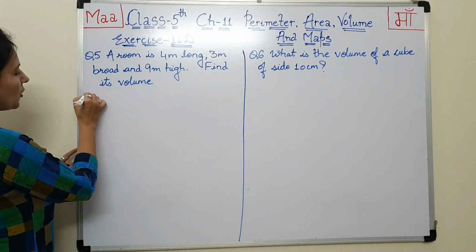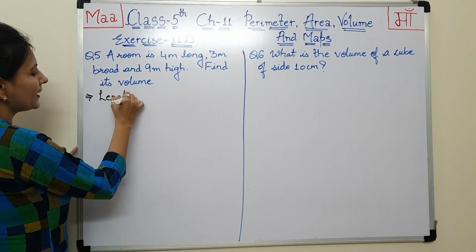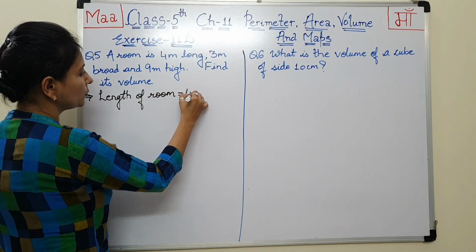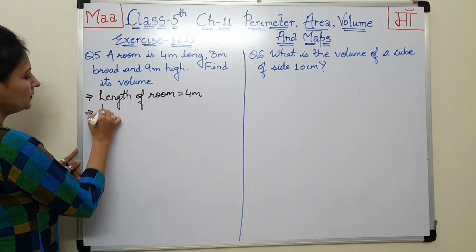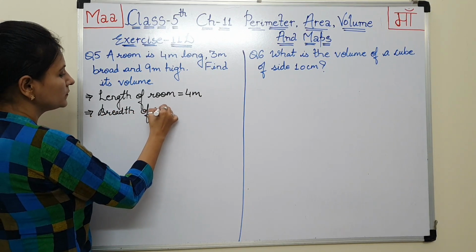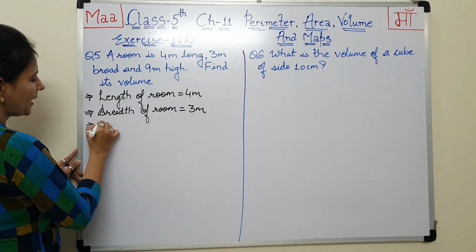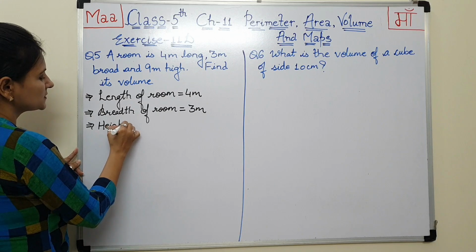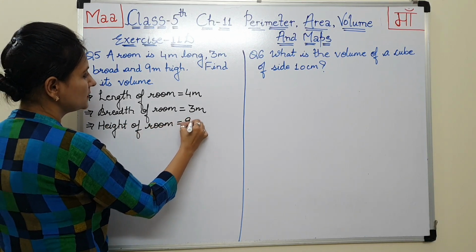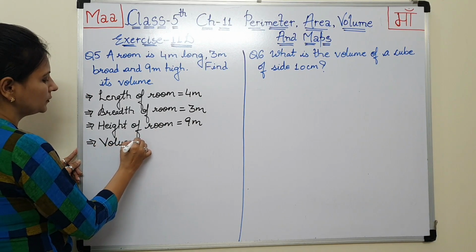So here we will put the formula of volume of cuboid. So firstly you will mention the length of room. So the length of room is equal to 4 meter. Then the breadth of room. So breadth of room is given here as 3 meter, and then the height of room which is mentioned here as 9 meter. So this is the length, breadth and height, and we have to find the volume of room.